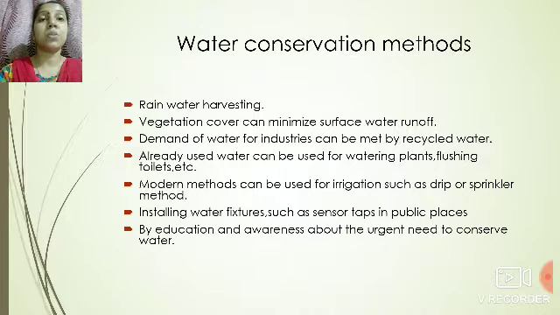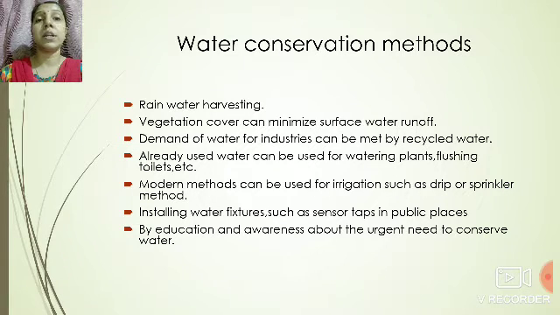Vegetation cover also minimizes surface water runoff. Water can get absorbed by the roots of the plants. So if there is more vegetation cover, then the roots of plants will hold the water and put it down to underground. If there is no vegetation cover, then there will be useless surface runoff. So we can plant more trees to check water loss and conserve water.